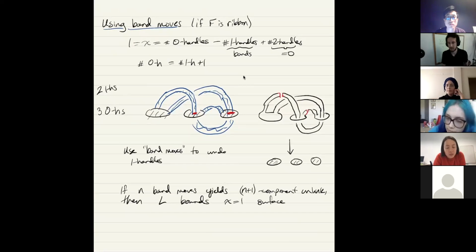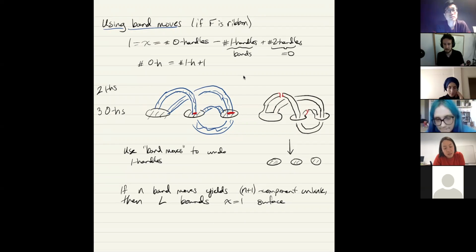Jonathan, I have another question. How often does this happen where you perform n band moves and you get an n plus one component unlink? Is it possible that you could perform n band moves and get something much less? I don't have a good feel for the number of components.